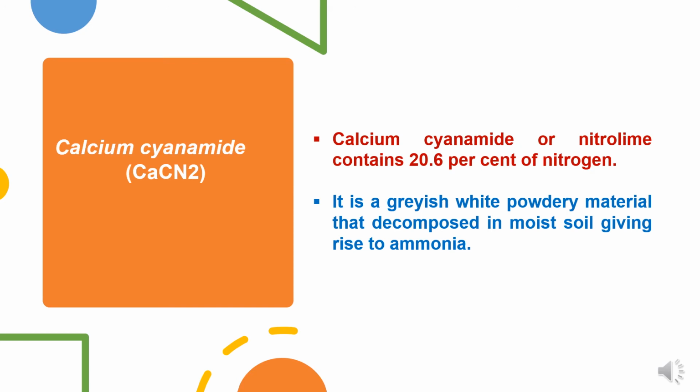Next organic nitrogen fertilizer is calcium cyanamide, which contains 20.6% of nitrogen, and this fertilizer is also called nitrolime.